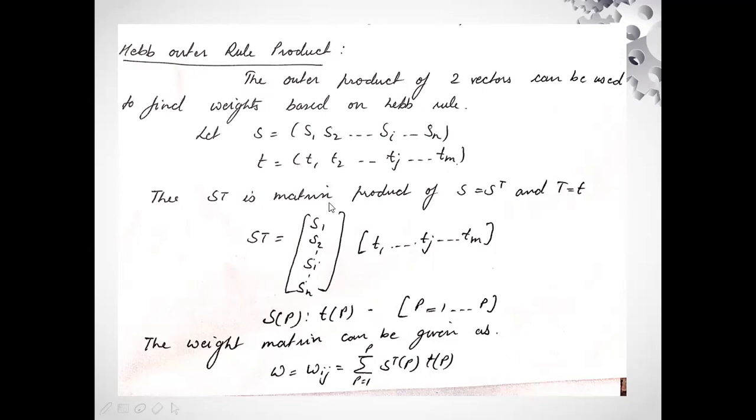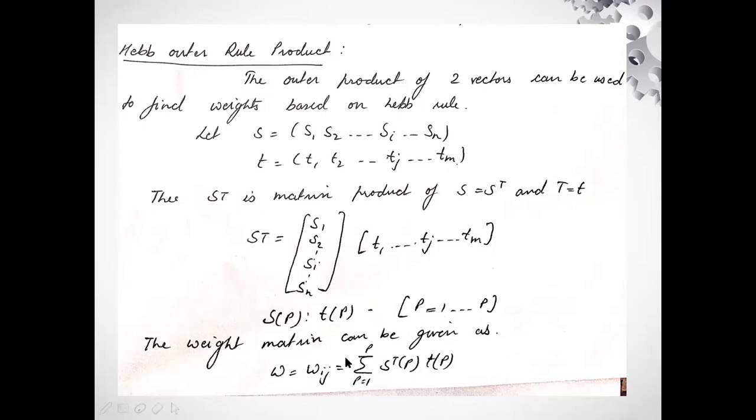The ST is the matrix product of S transpose and T. Now, we have to do the product of this. So how do we define it? We define capital S as the transpose of S. We know what the transpose of a matrix is and how to calculate it. We'll do it. And this is T, which is denoted by small t, that is t1 to tm. Now sP:tP, where P is equal to 1 to P.